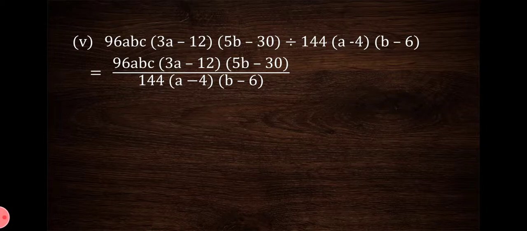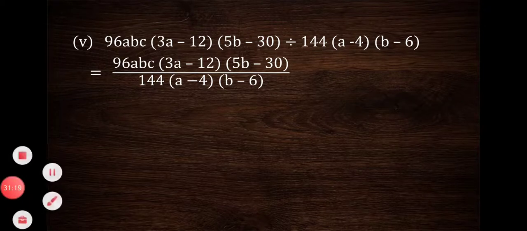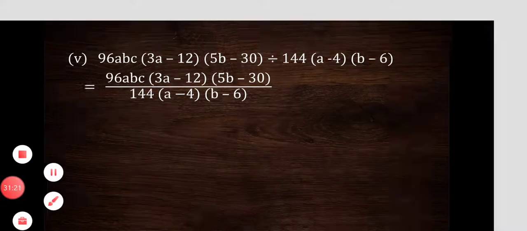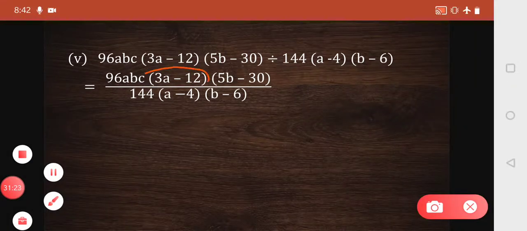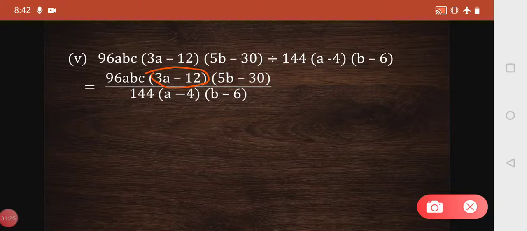So you can see in the numerator we'll make the factors of 96abc separately, and from the two brackets given in the numerator, the first bracket, 3a minus 12, we can take out 3 common. Similarly from the second bracket, 5b minus 30, we can take out 5 common. So all this we will do in the next step, and in the denominator we can make the factors of 144. From the brackets we cannot take out anything common, so let them be as they are.